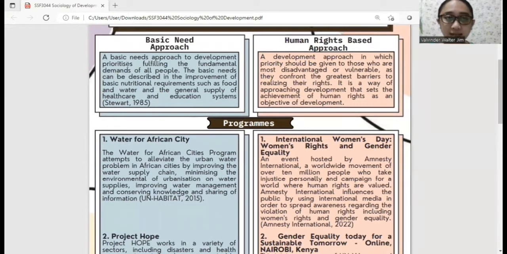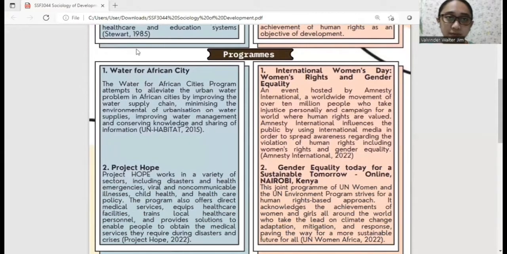And I will present the basic need approach. A basic need approach to development prioritizes fulfilling the fundamental demands of all people. The basic need can be described as the improvement of basic nutritional requirements such as food and water, and the general supply of healthcare and education systems. And for the programs, the first one is Water for African City.